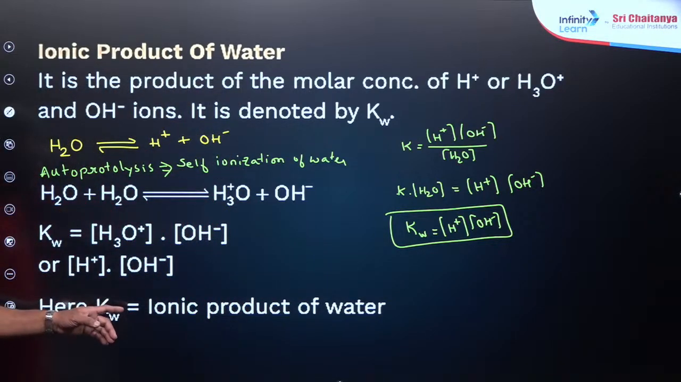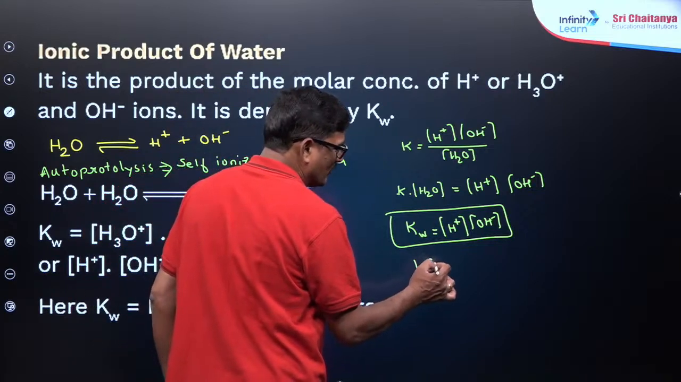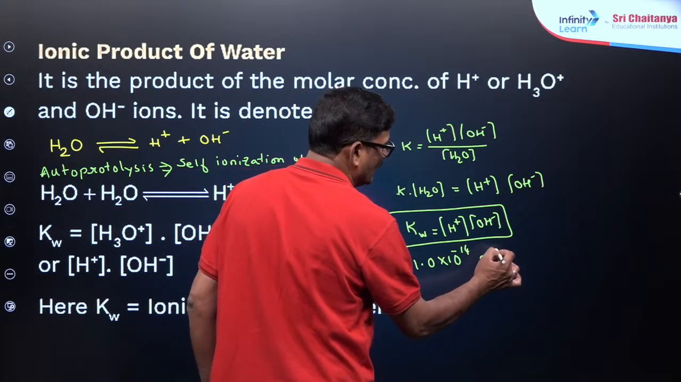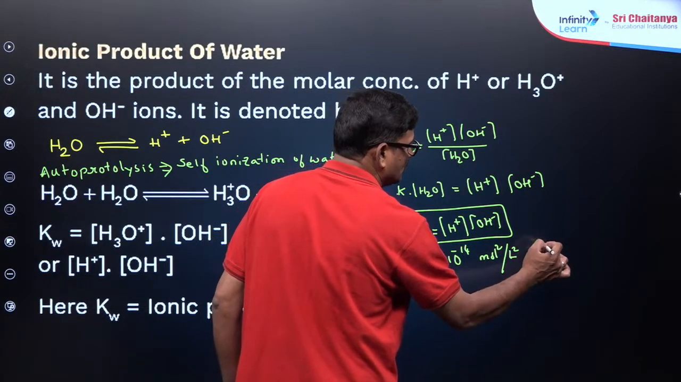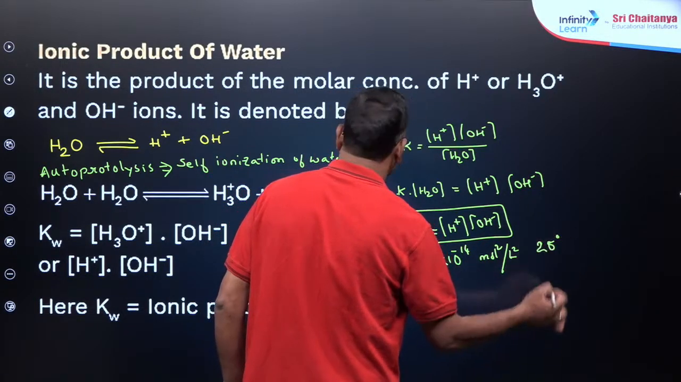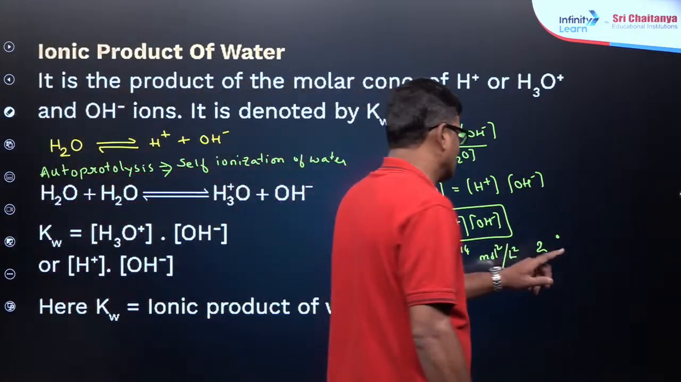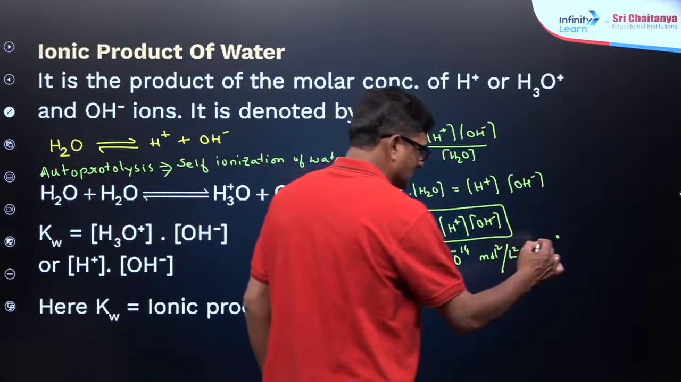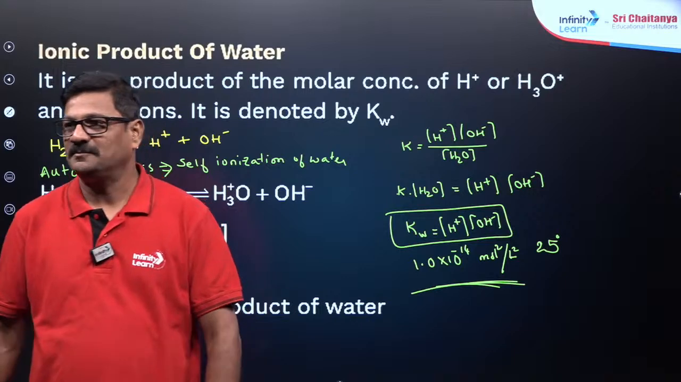Experimentally its value is found. This value is going to be 1.0 into 10 to the power of minus 14 mole square per liter square, and it is true in the case of 25 degrees centigrade. Understand? It's very, very important. Clear?